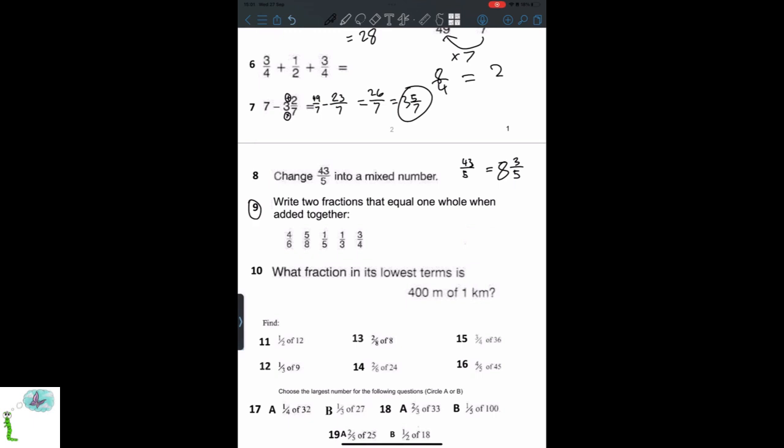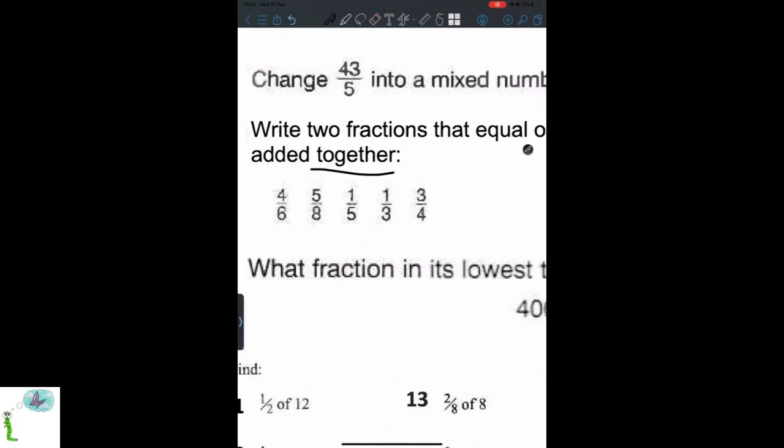Question 9. Write two fractions that equal one whole when added together. Simplify this. 2 over 3. Right. Simplify anything else? Nope. But again, let's ignore this, and now it's 2 over 3. That makes it a lot easier. Because you can quite quickly see that 2 over 3 and 1 over 3 will add up to make one whole, because that will equal 3 over 3. So the answer will be these two.